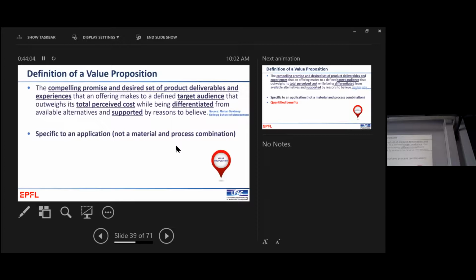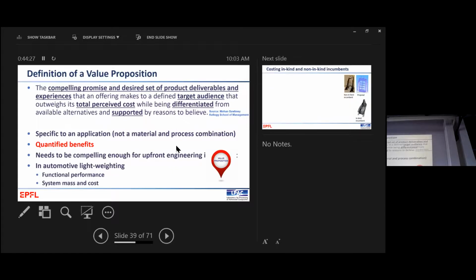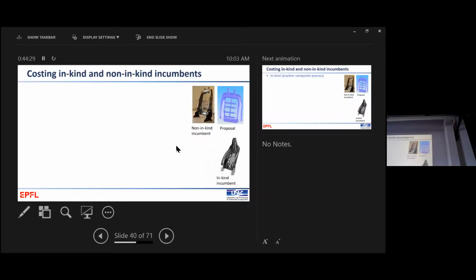Some people like to say the value proposition of a composite is this. No, the value proposition of a composite seat is this. And it's always specific to a customer and to an application. And it needs to be quantified, okay? Money's involved, you're exchanging something for money. So you need to try and quantify it. So cost modeling is really important for this. Just wanted to stress that. We're running out of time.